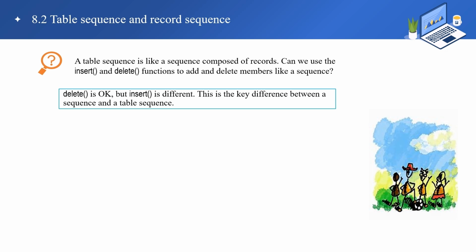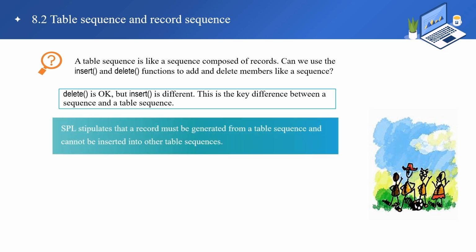Moreover, this may cause a record to belong to two different table sequences. When one table sequence adjusts the data structure for some reason, it may lead to the inconsistency of the data structure in the other table sequence. This is too troublesome and seriously affects the efficiency of the program. Therefore, SPL stipulates that a record must be generated from a table sequence and cannot be inserted into other table sequences. In this way, the records of a table sequence are all under the control of the table sequence.